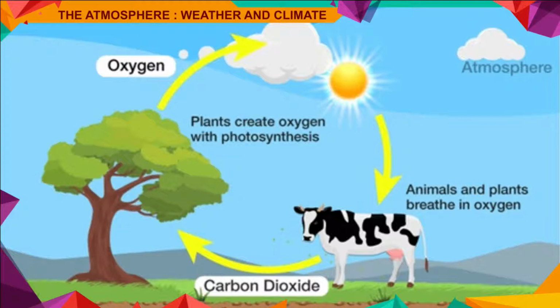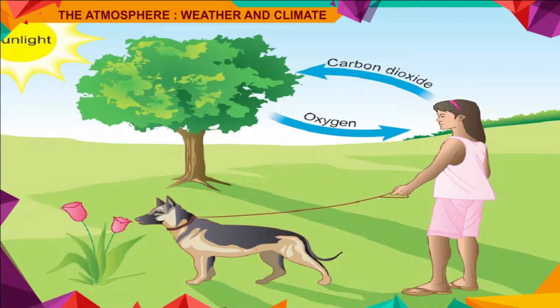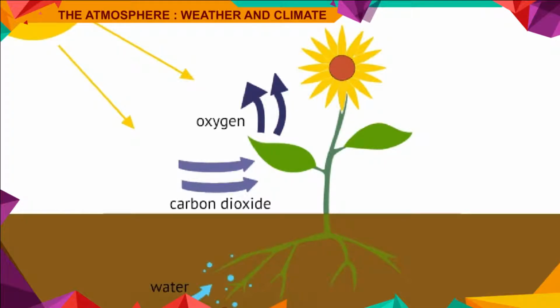Oxygen ranks as the second most plentiful gas in the atmosphere. It is essential for the survival of the plants and animals. Living beings need this oxygen to breathe and stay alive. Green plants produce oxygen during the process of photosynthesis. Carbon dioxide is used by the green plants for making food.